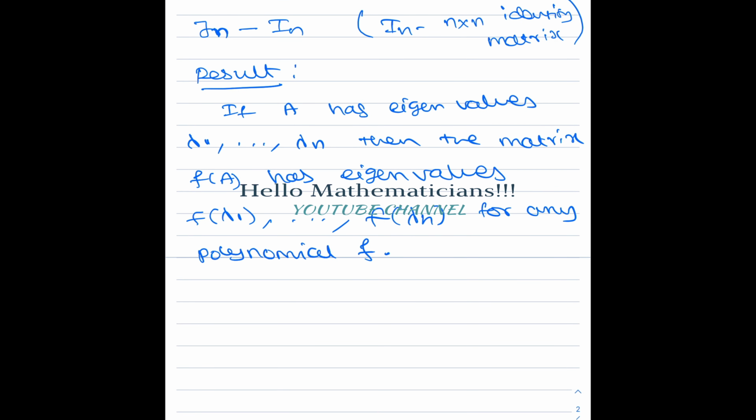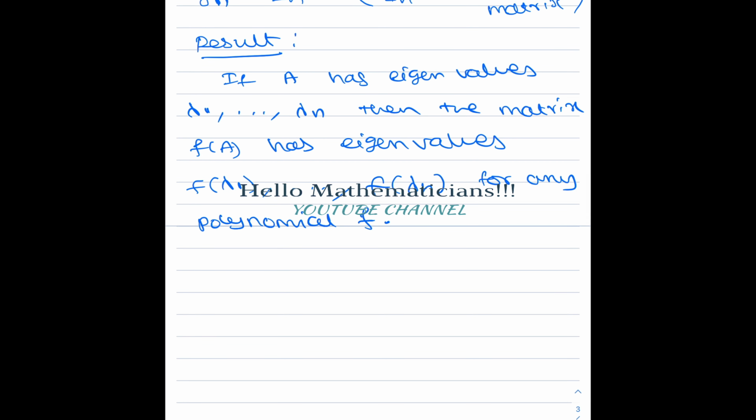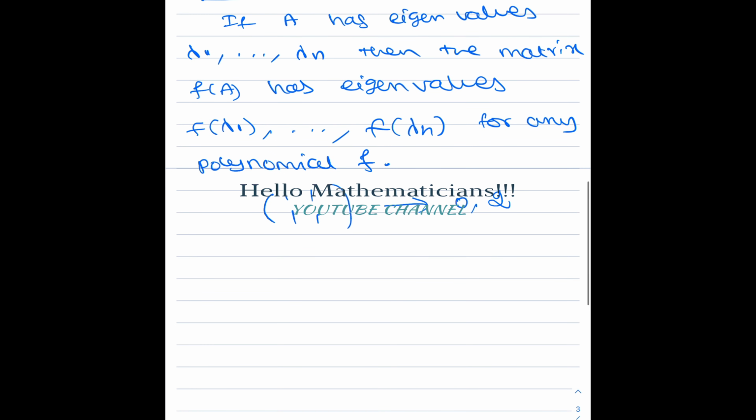For example, again we consider this matrix 1 1 1 1. We saw its eigenvalues are 0 and 2. Now I substitute, so this is my A. I consider this polynomial f of x equal to, okay, I think you can check this statement with some examples. So this statement is true.